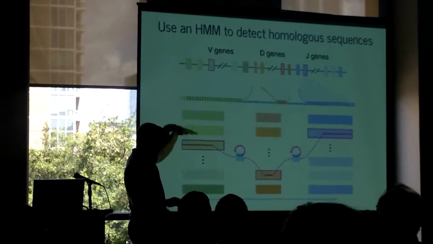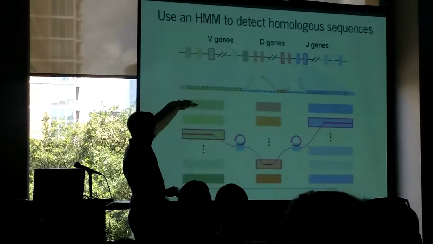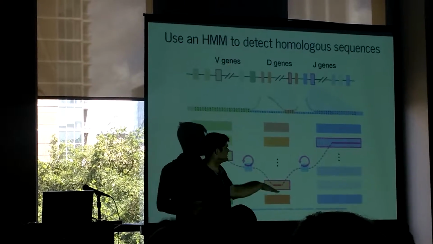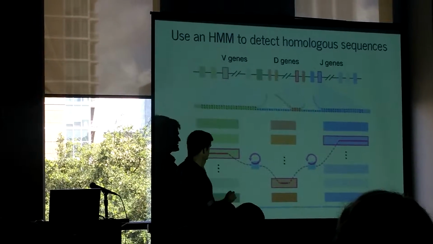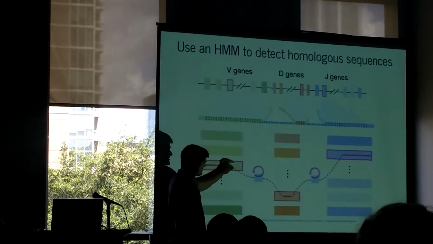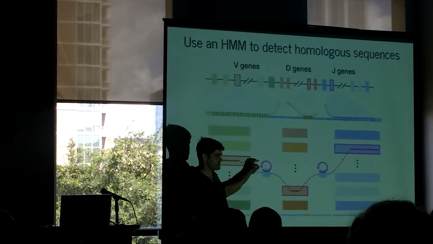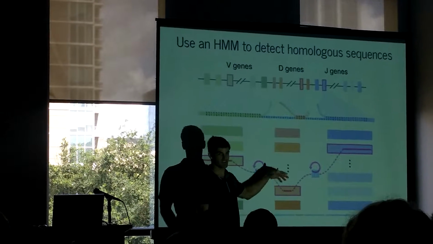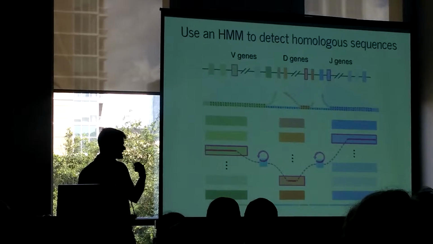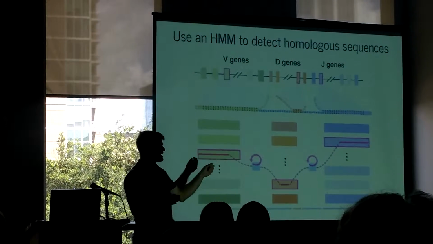So this is a hidden Markov model. We have categories of states, some for the V, some for the D, some for the J. And when we have a single sequence, we make a path matching a given V gene, and then we go into a non-templated insertion state for a while, and we jump over to another gene and so on. So we can calculate the probability of observing a given sequence for a given gene.